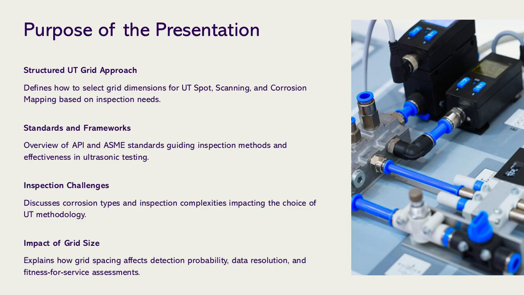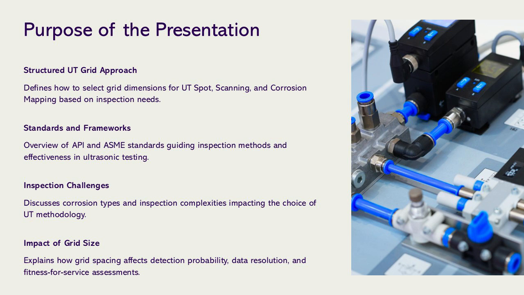This presentation introduces engineering professionals to the structured approach used to determine the appropriate grid dimensions for UT spot measurements, UT scanning, and UT corrosion mapping. The objective is to explain the decision-making logic behind why, when, where, and how each of these ultrasonic testing methods should be used across pressure equipment, piping, and static mechanical assets.